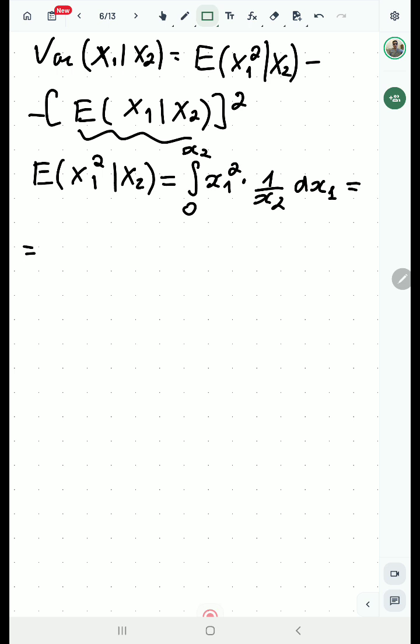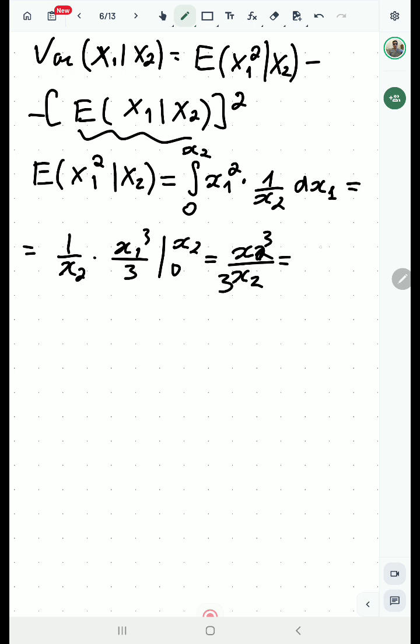So x1 squared times 1 over x2. If I integrate, that gives me x1 cubed over 3. And that gives me x2 cubed over x2 times 3, which gives me in the end x2 squared over 3, right? So that is the expectation of x1 squared, conditional on x2.